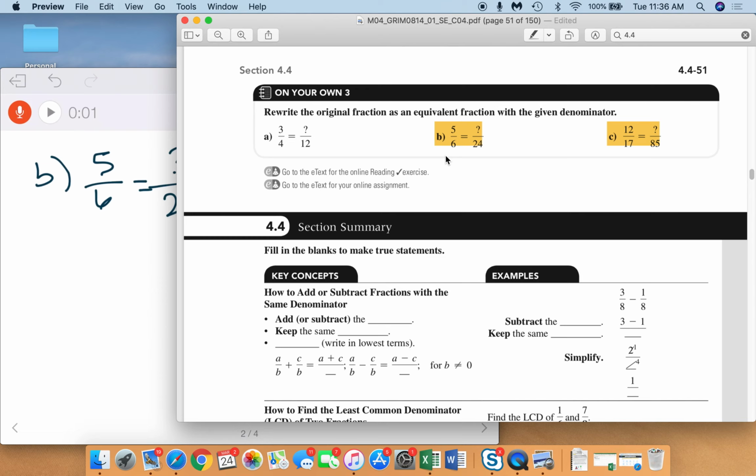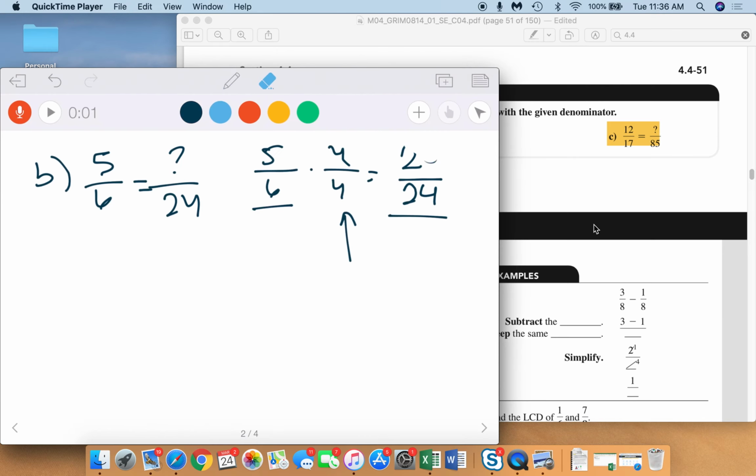Now, you don't always have to write this step out. Oh, gosh darn it, guys. I'm sorry. Let me redo that part. Let me show you again.